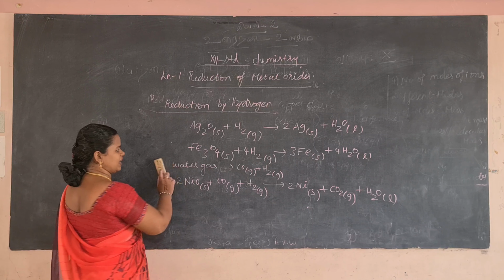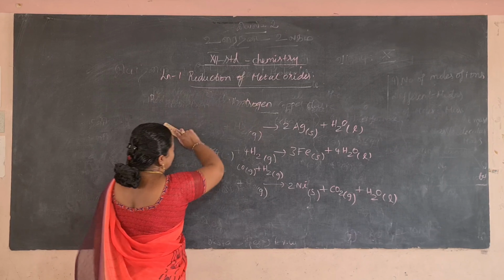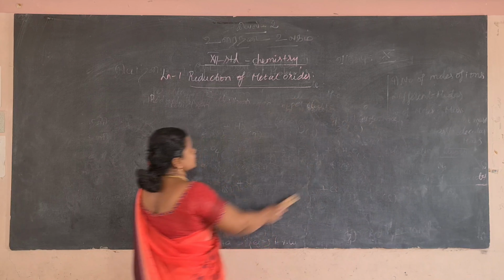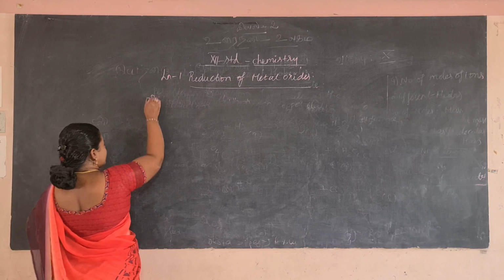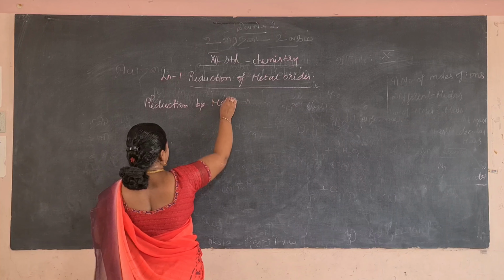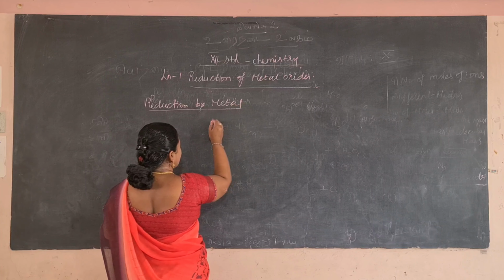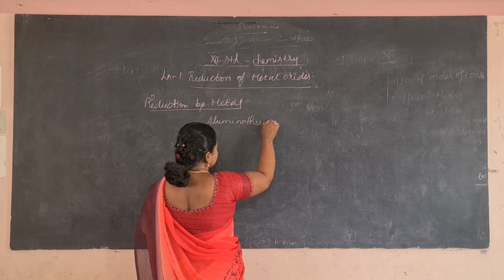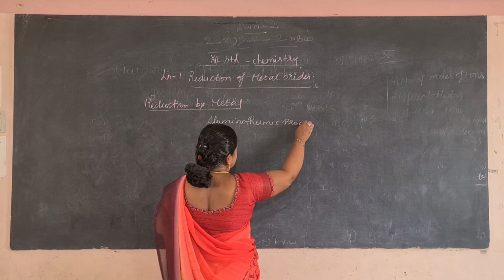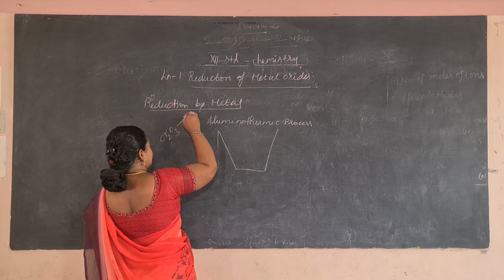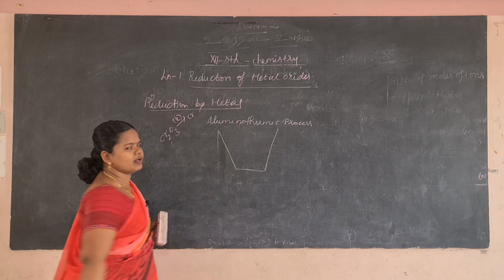Then reduction by metal. So these are the types of reduction, that is, we are going to reduce the metal oxide into metal. For that we are following many different reduction processes. And the next type is reduction by metal. For that I am going to take the aluminothermic process. What is this aluminothermic process? It is used to reduce chromic oxide to chromium.